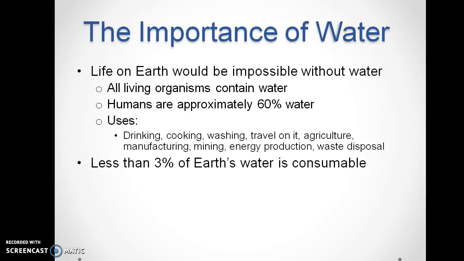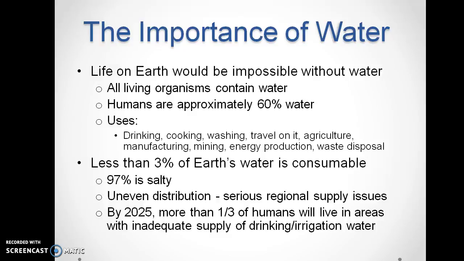The problem is that even though we have a large planet with what seems like an awful lot of water on it, less than 3% of the water on planet Earth is actually consumable. 97% is in the oceans. That's great for fish and marine life and everyone else who needs oceans, but for living things, we need fresh water to survive. All that water is not evenly distributed either, which means that we have regional supply issues. And we have seen that as the future continues, we will begin to see more and more places where people will have inadequate supplies of drinking water.